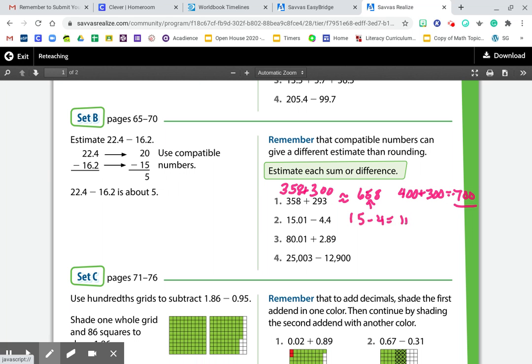80 and 100th plus 2 and 89 hundredths. So maybe I'll leave the 80. Some of you could probably round that. You could actually solve that right in your head. 82.90. You could actually do that mentally. If you're rounding, you could say 80 plus 3 is 83.